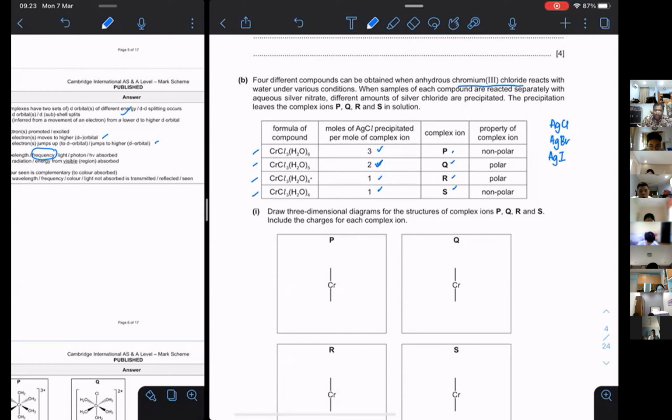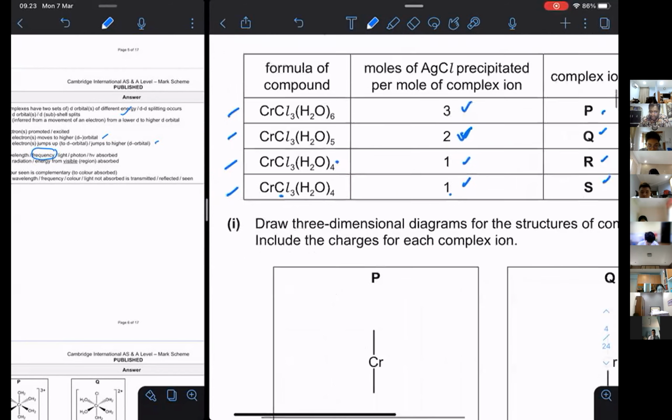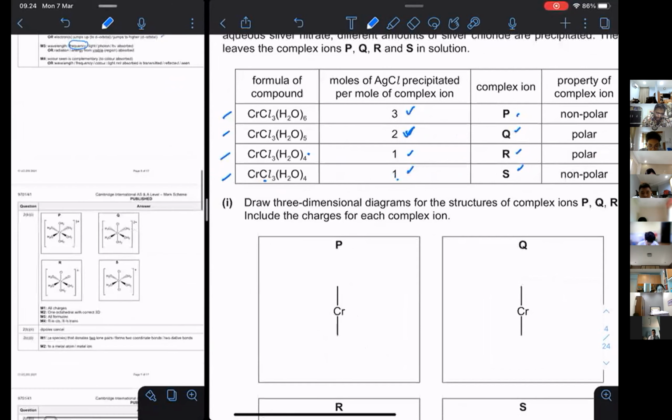So there are still 2 Cl in that compound. If 1 of the Cl came out from this compound, it leaves behind 2 Cl over there. That is the one that we'll talk about when we talk about the complex ion. So let's jump directly into it. If you are removing 3 moles of Cl, for P, what is the complex ion?